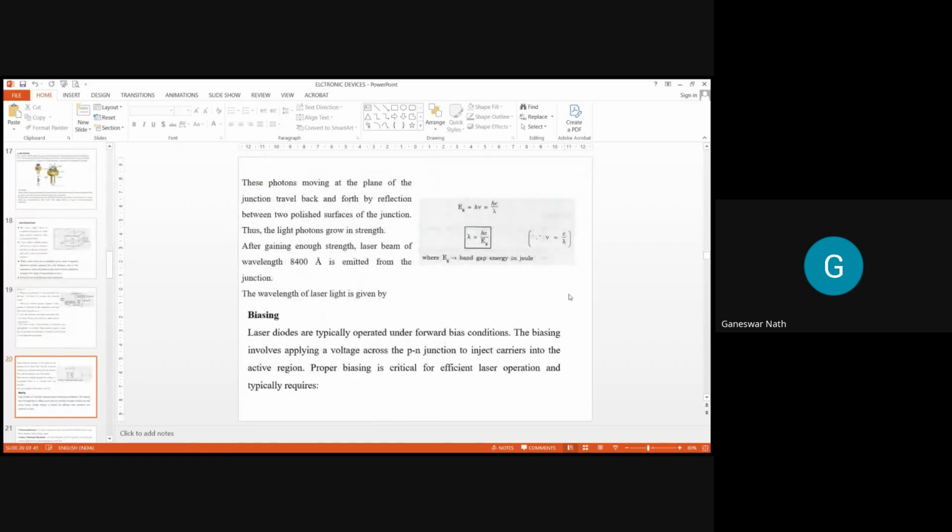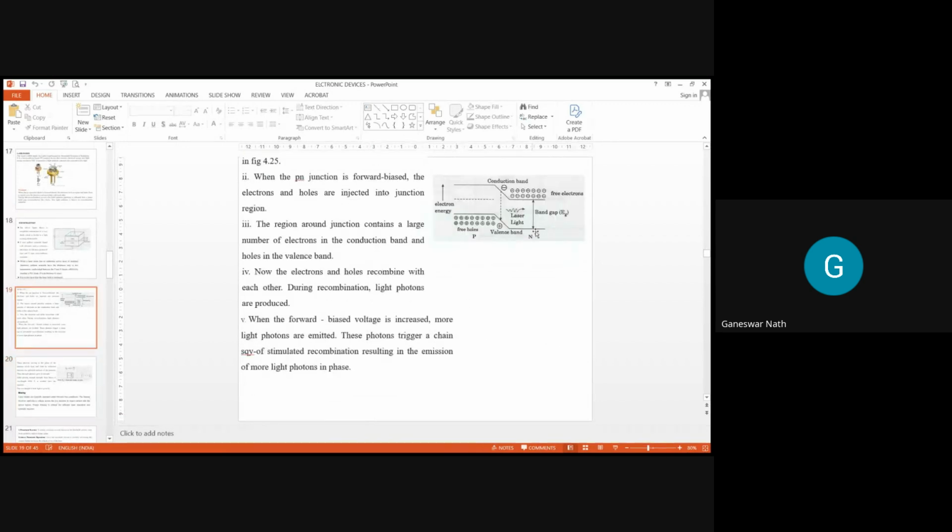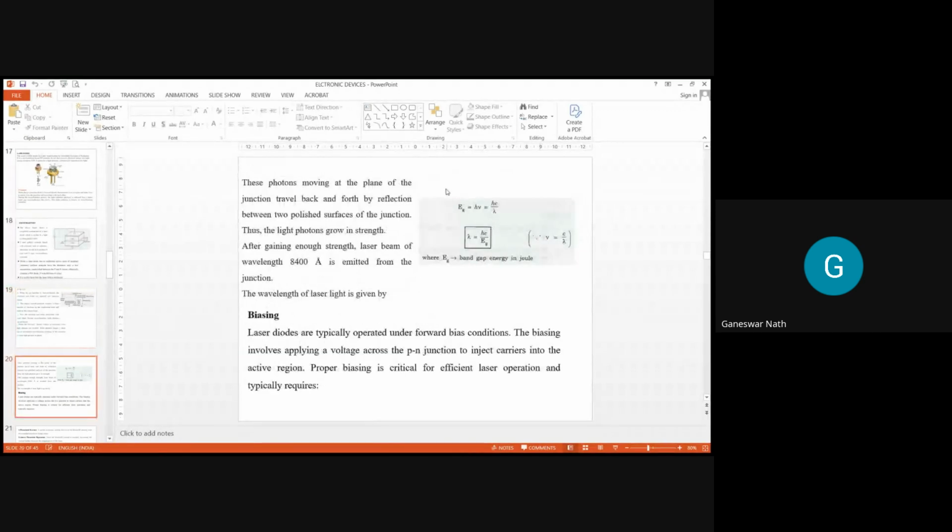Then you can see the band gap here. From that band gap, you know there is a difference between the conduction band and the valence band, which will produce the emitted photon having energy h nu, and that is hc by lambda. From that we can also calculate what color of light is coming out, and that can be determined by lambda equals hc by Eg.